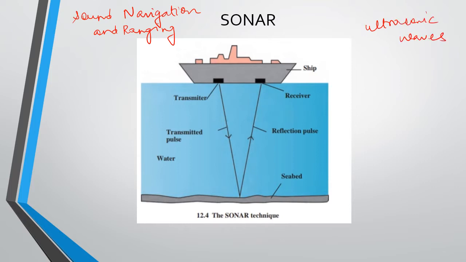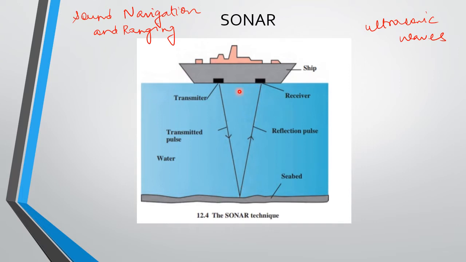How does this technique work? The ship would have a transmitter and the receiver. The transmitter would transmit or send the ultrasonic waves. In this case, they would hit the seabed and would get reflected back. So these reflected waves are then being received by the receiver. So then the distance can be measured at what level the ship is inside the sea.